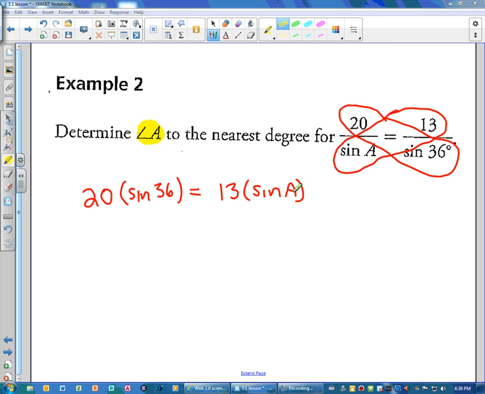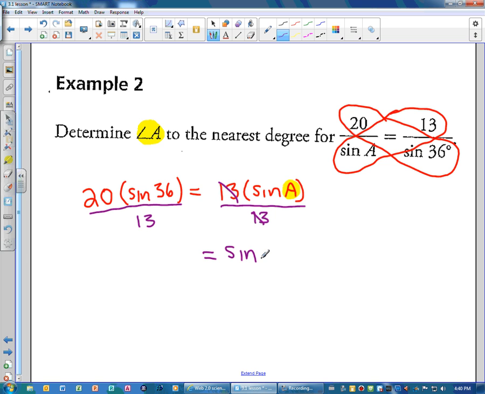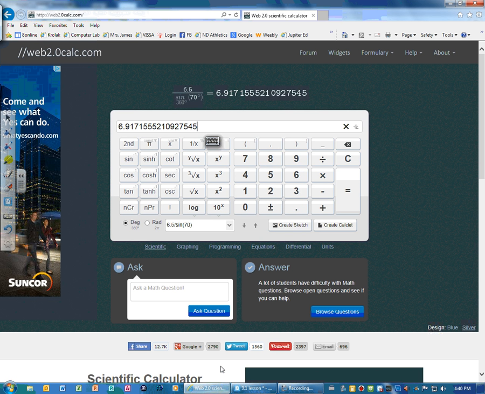Remember, angle A is my unknown. Right now it's saying the sine of A, so that's what I want to isolate. I'm going to divide both sides by 13 so that that will cancel. Whatever you do to one side, you have to do to the other. So right now I have the sine of A equals 20 times the sine of 36 divided by 13.